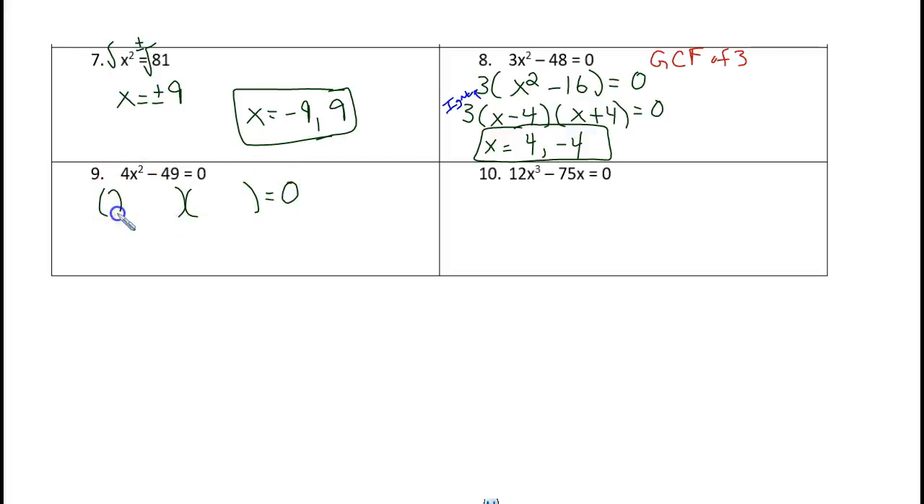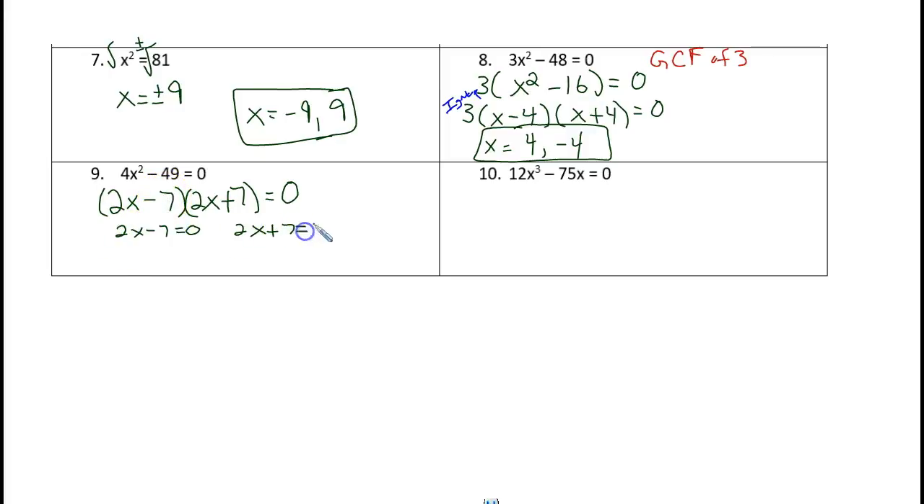The square root of 4x squared is 2x. The square root of 49 is 7. And remember, you have to have both a minus sign and a plus sign for this to work. Now, we'll set both of these equal to 0. And what's going to happen when we set them equal to 0?